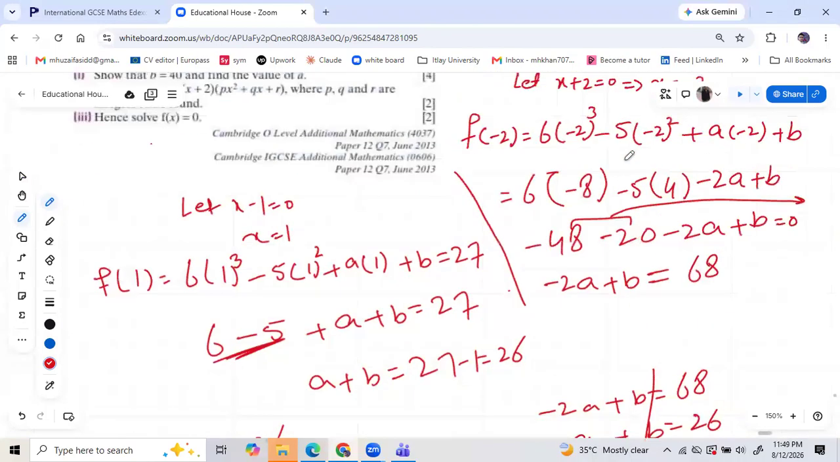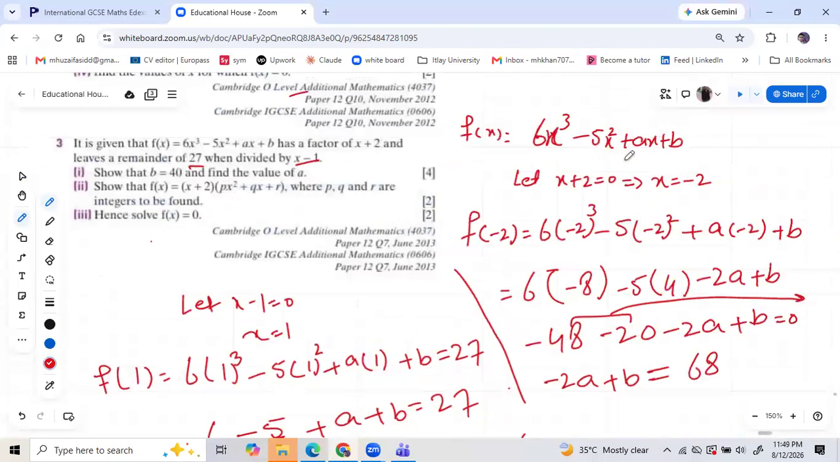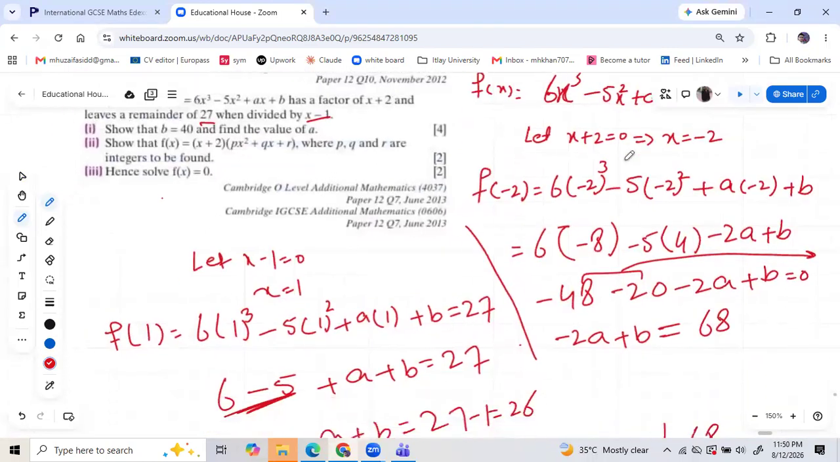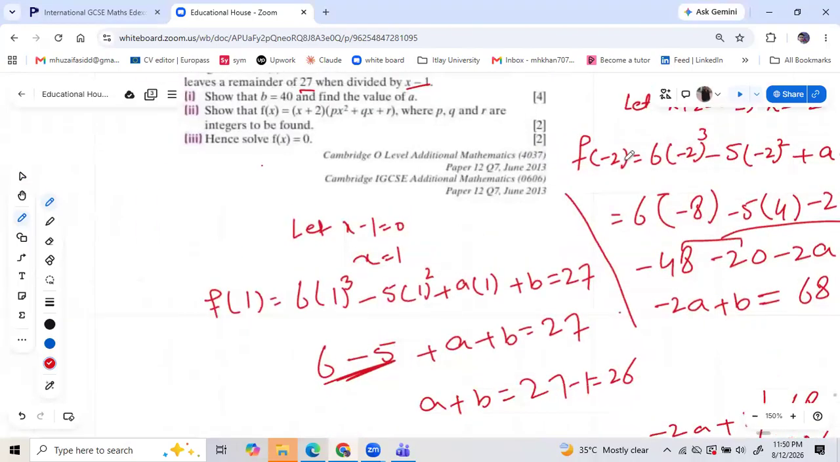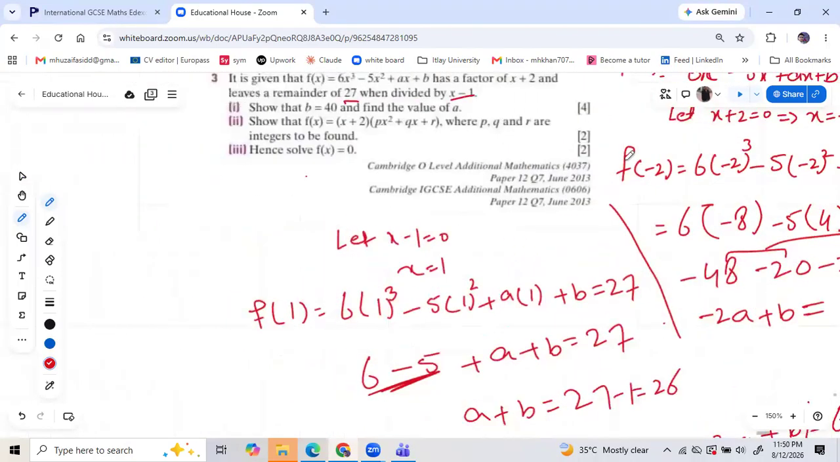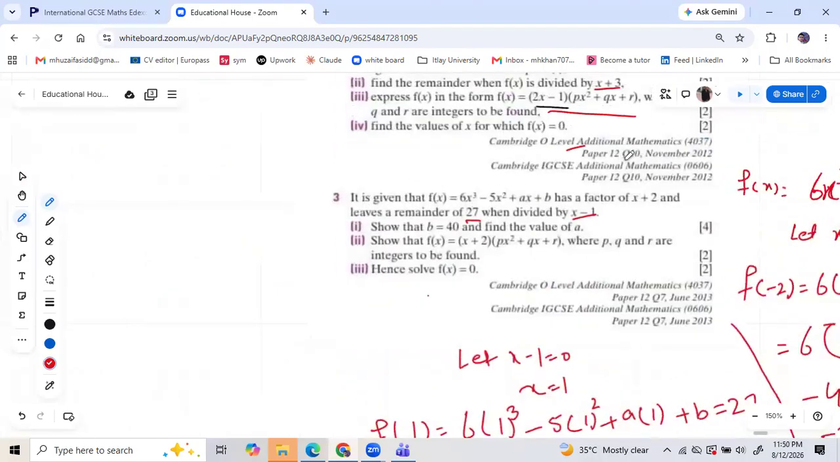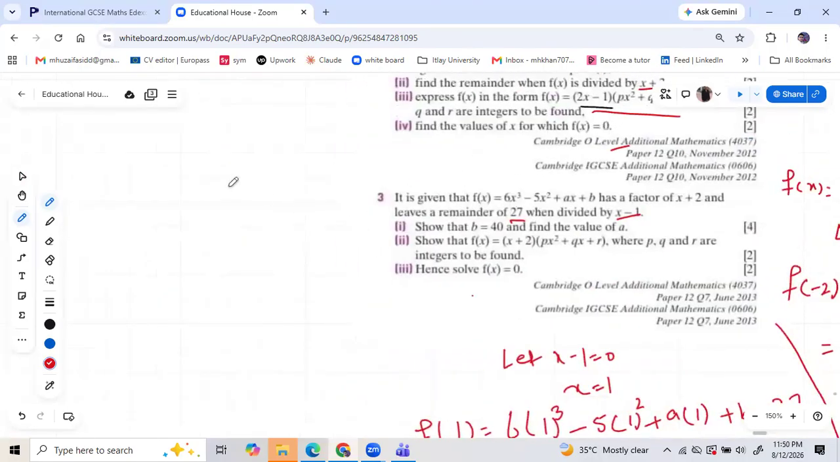Then we move to our next one. For the second part, show that f of x is equal to, here we want to find the same values. So our f of x is equal to x plus 2 multiplied by px squared plus qx plus r.